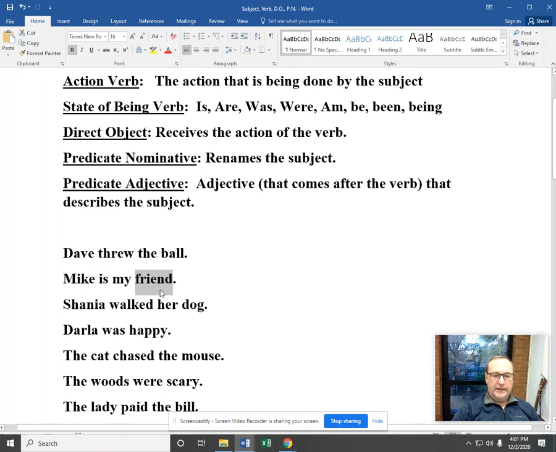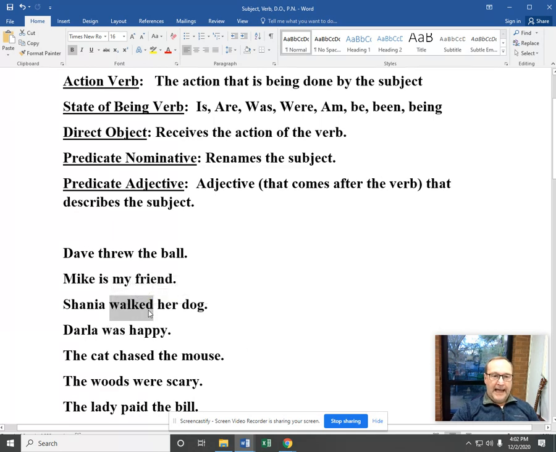Mike equals friend. And the interesting thing about Mike is my friend and other sentences with state of being verbs is the fact that you can flip those around. You could say my friend is Mike, Mike is my friend, and it means exactly the same thing, just like an equal sign. So 2 plus 2 equals 4 is the same as 4 equals 2 plus 2. Works just like a math equation. All right, let's take a look at the next example. Shania is the subject, and walked is the verb. You can probably figure that part out.